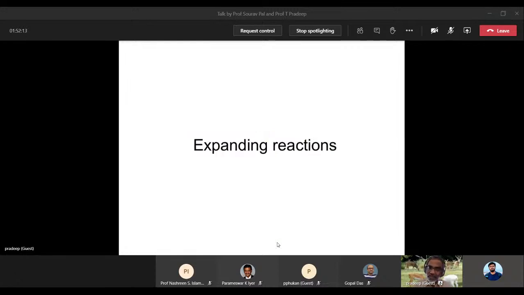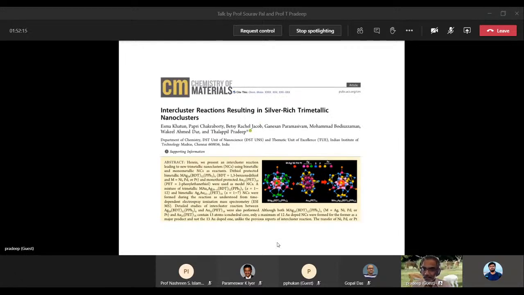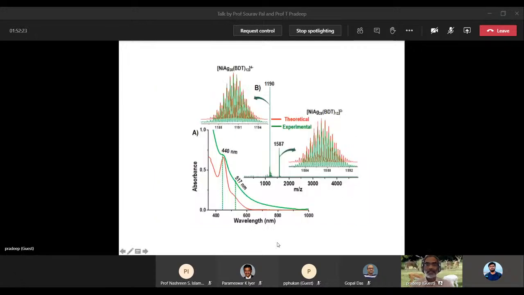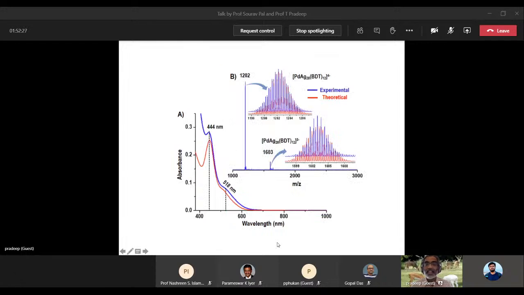Now, of course, there are many other reactions that you can do. It's not just A and B cluster. A cluster need not be just a silver cluster. It can be an alloy cluster. So here is such a cluster. And then this alloy cluster can react with another cluster. So instead of a binary alloy, you can have a ternary alloy cluster.